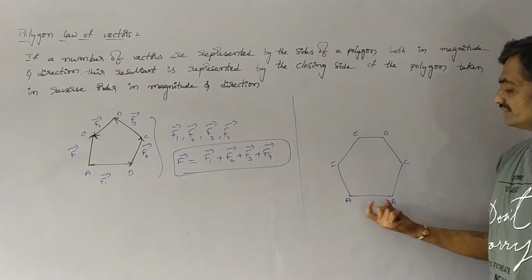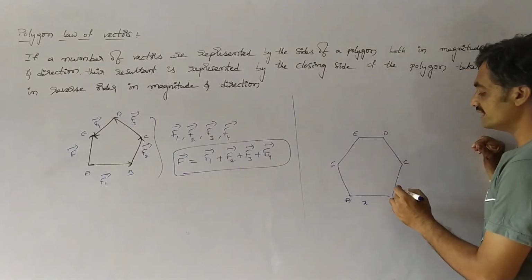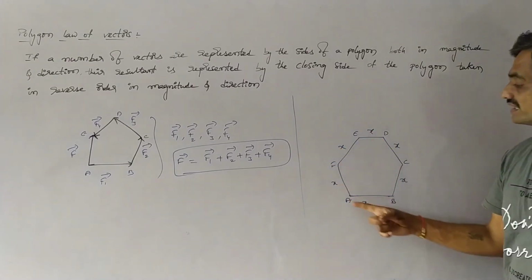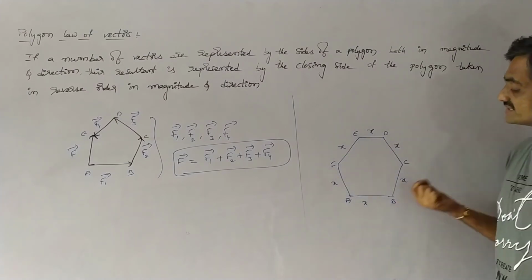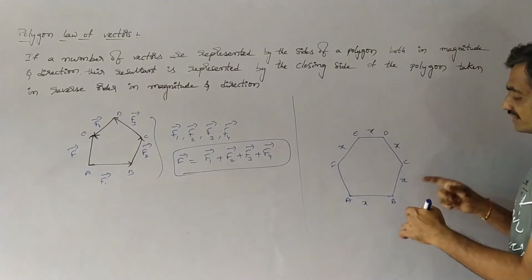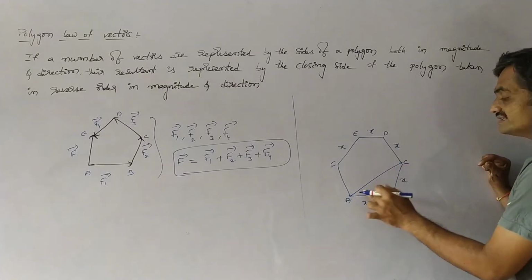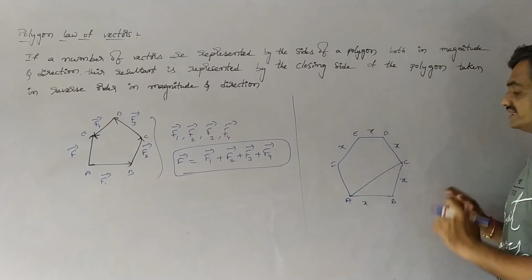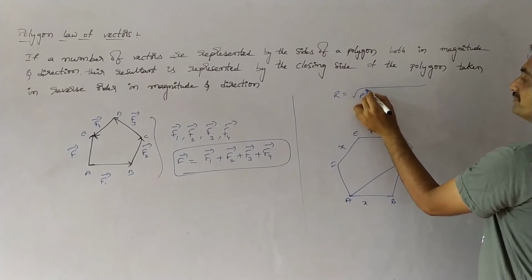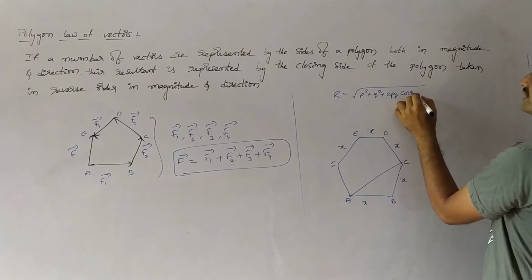Observe that here we have 6 sides of a polygon and the magnitude of each side is x, x, x, which means these vectors have equal magnitude. Now we have to find the resultant of these vectors. First of all we find the resultant of these two vectors, that is, the resultant AC of AB and BC. For that we consider the magnitude equation, r equals under root of p square plus q square plus 2pq cos theta.